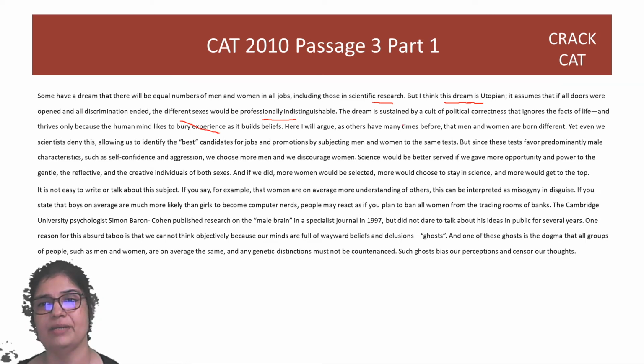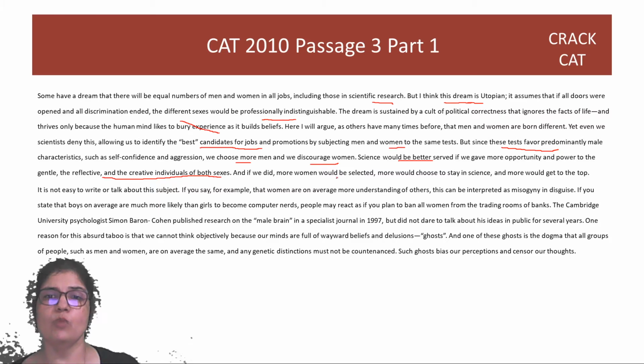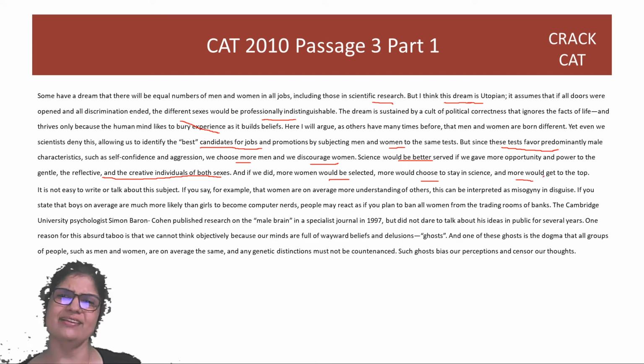Here I will argue that men and women are born different. Yet even we scientists deny this, allowing us to identify the best candidate for jobs and promotions by subjecting men and women to the same tests. But these tests favor predominantly male characteristics. We choose more men and we discourage women. Science would be better served if we gave more opportunity and power to the gentle, the reflective, and the creative individuals of both sexes. And if we did, more women would be selected, more would choose to stay, and more would get to the top. So they're saying that the test biases men. We should have better tests and we should go for gentle, reflective people also. If we do that, we'll get more women.